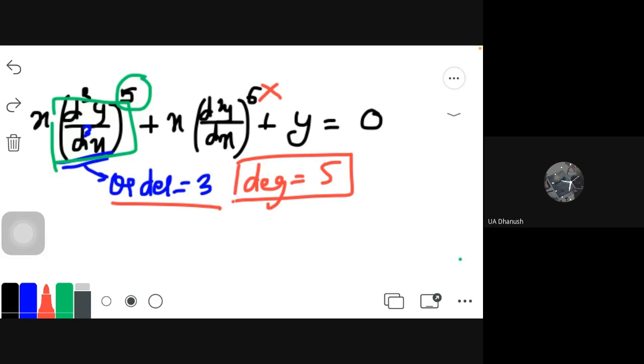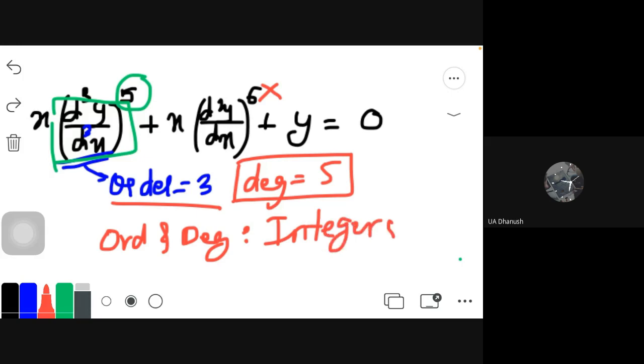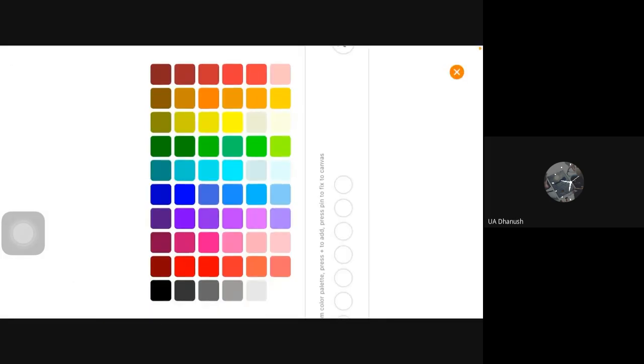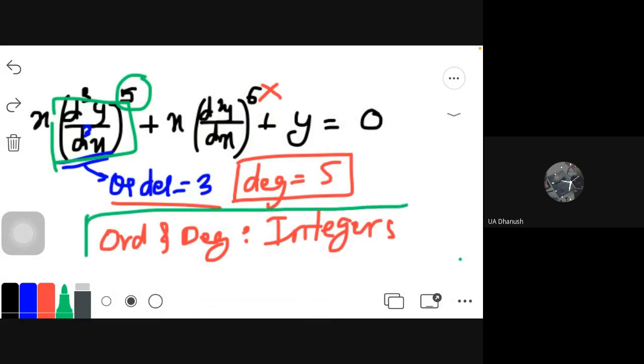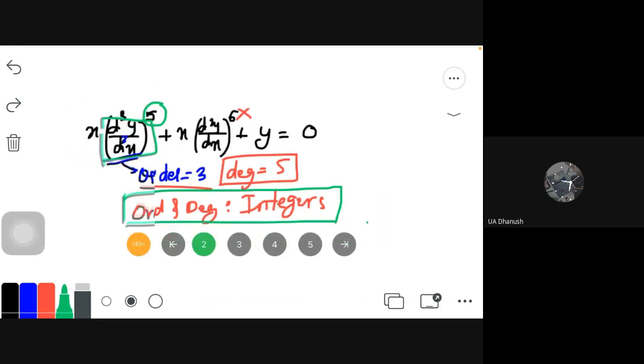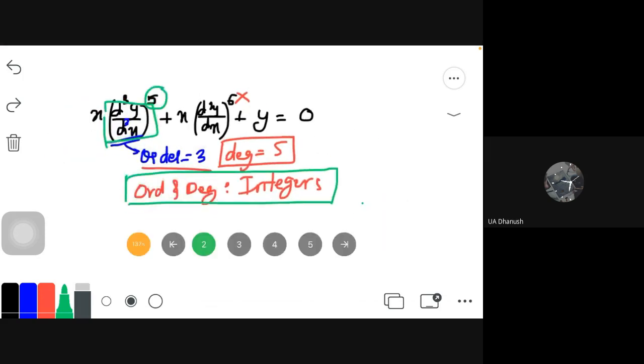An important point to note about order and degree is that these are always integral values. This means they should always be integers. Fractional values are not allowed. They should always be integers. Let us try to understand from one more example.